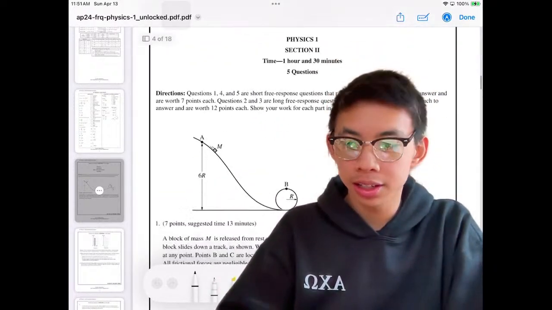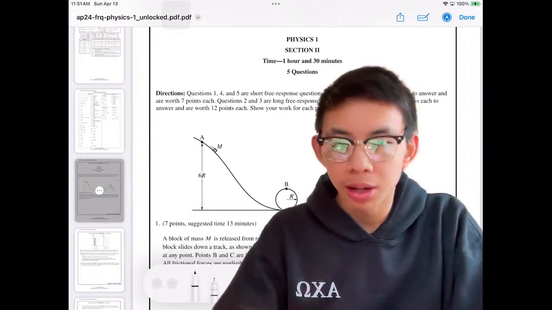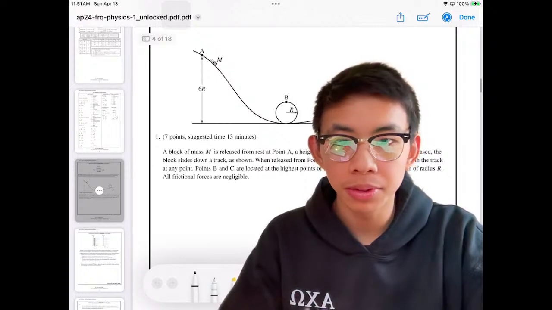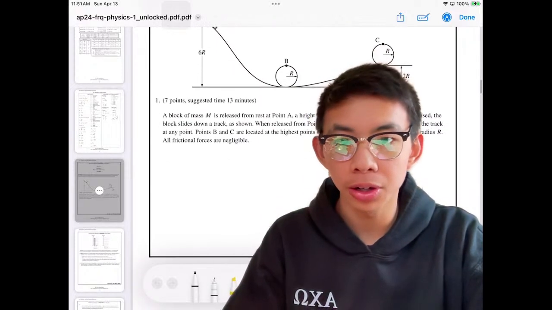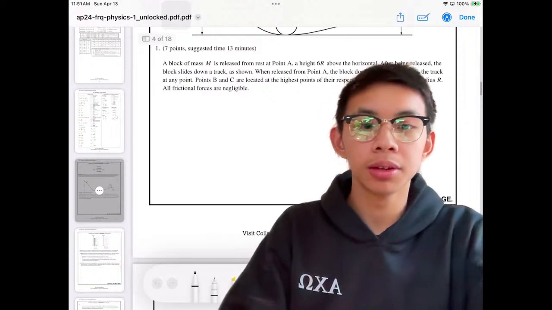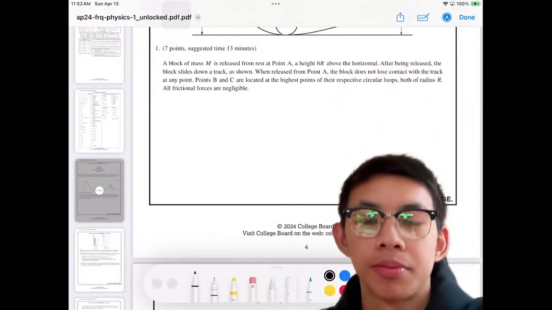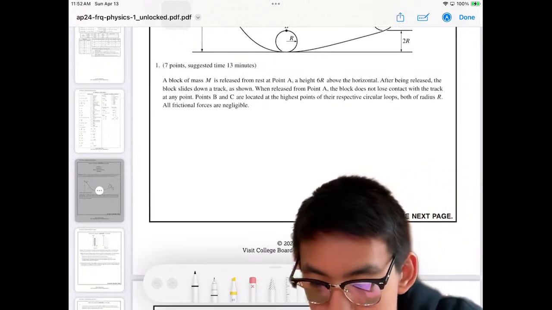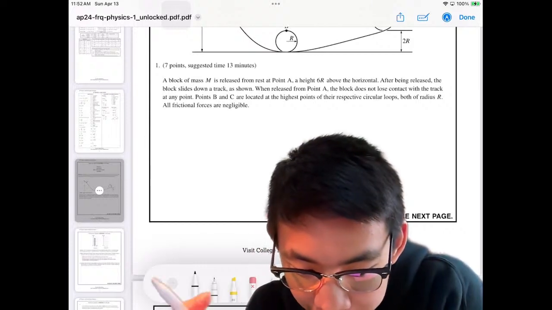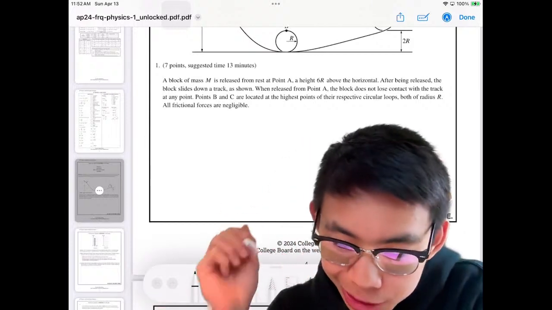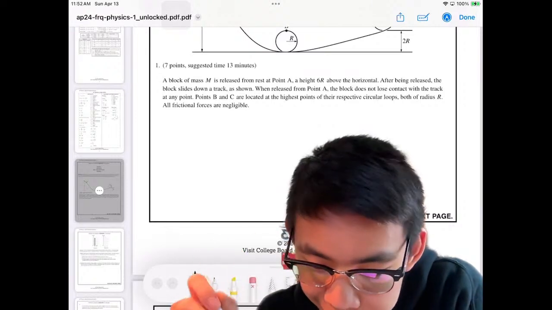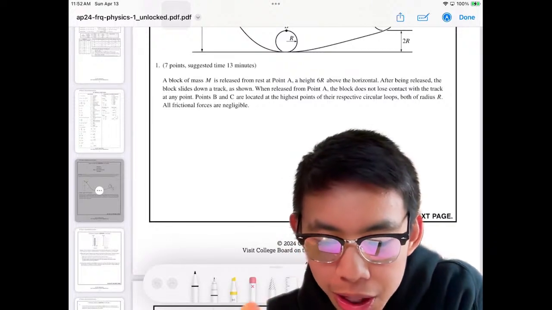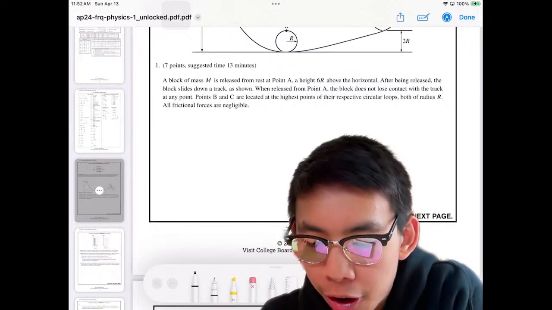So we have this ball looking thing going down, going to loop to loop. Okay, this is probably a better view angle. Block M, mass M, is released from rest at a height of 6r above the horizontal. During release, the block slides on the track as shown. When released from point A, the block does not lose contact with the track at any point. Points B and C are located at the highest points of the respective circular loops, both of radius r. All frictional forces are negligible.